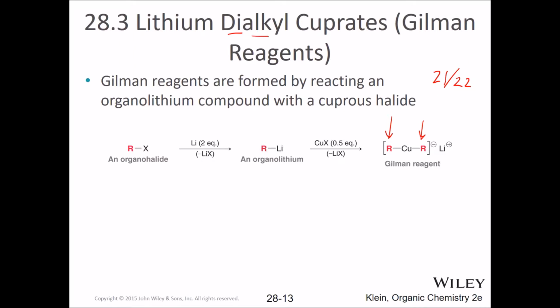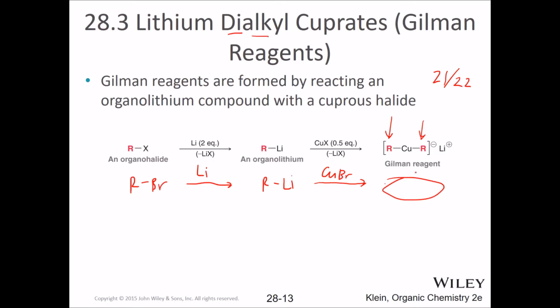So the way we're going to do that is we're going to take an organohalide, which is really, you know what that is, right? That's an R, let's say Br. Treat this with lithium, and we're going to get RLi. So we'll make an organolithium reagent first, right? And then we treat it with copper, let's say bromide, and we're going to make this. Well, you see it here, right? That's what we're going to make.